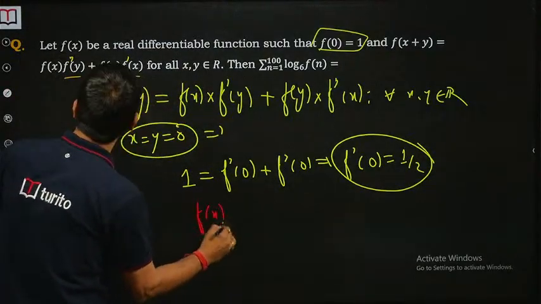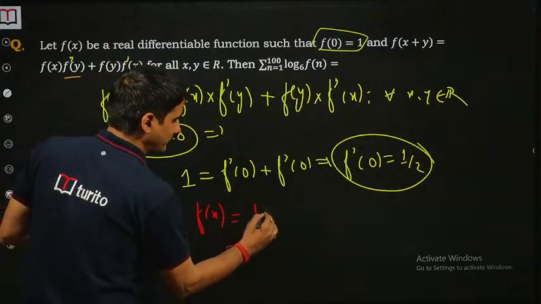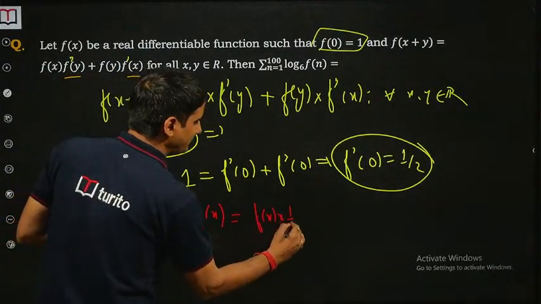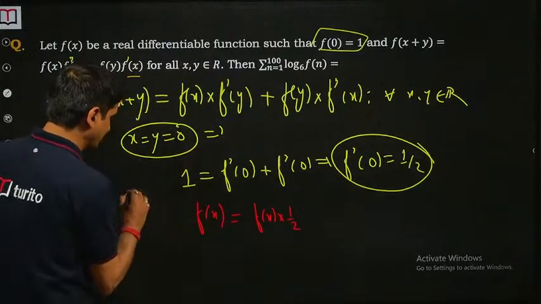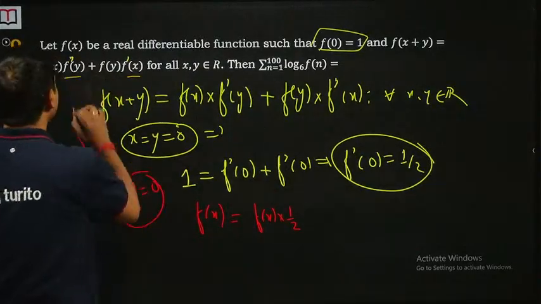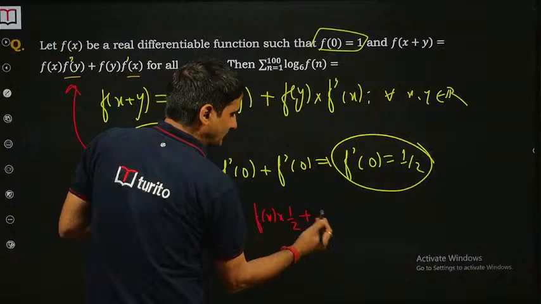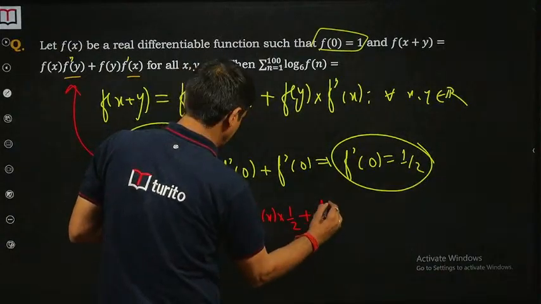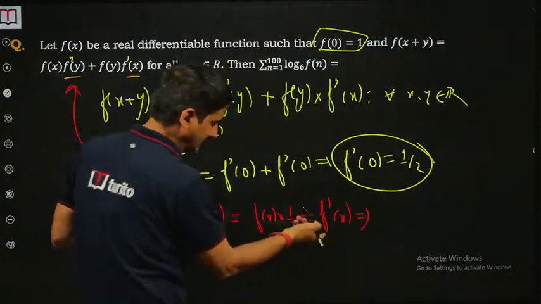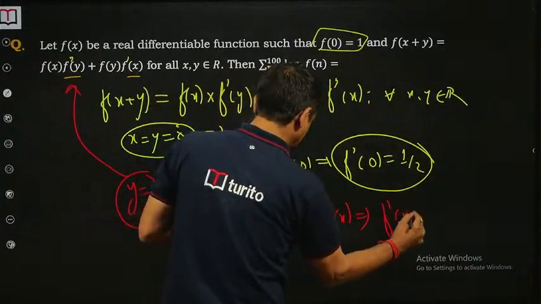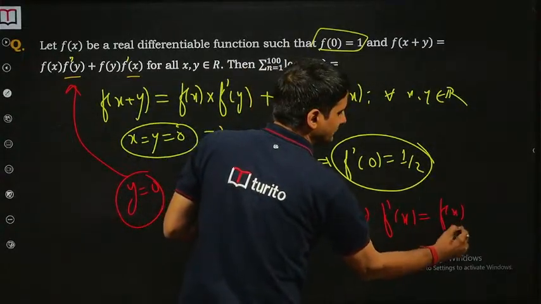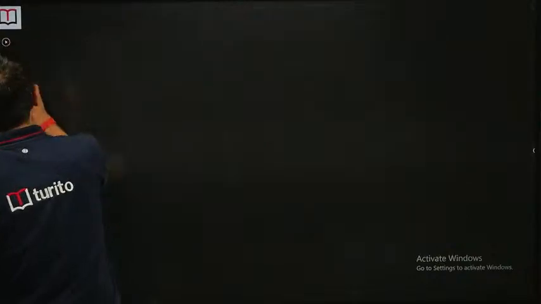f of x is equal to f of x into half f dash 0, putting y equal to 0 in this given relation, plus f of 0, which is 1, and then f dash x. We got it. So f dash x is nothing but f x by 2. So that's your simple differential equation.